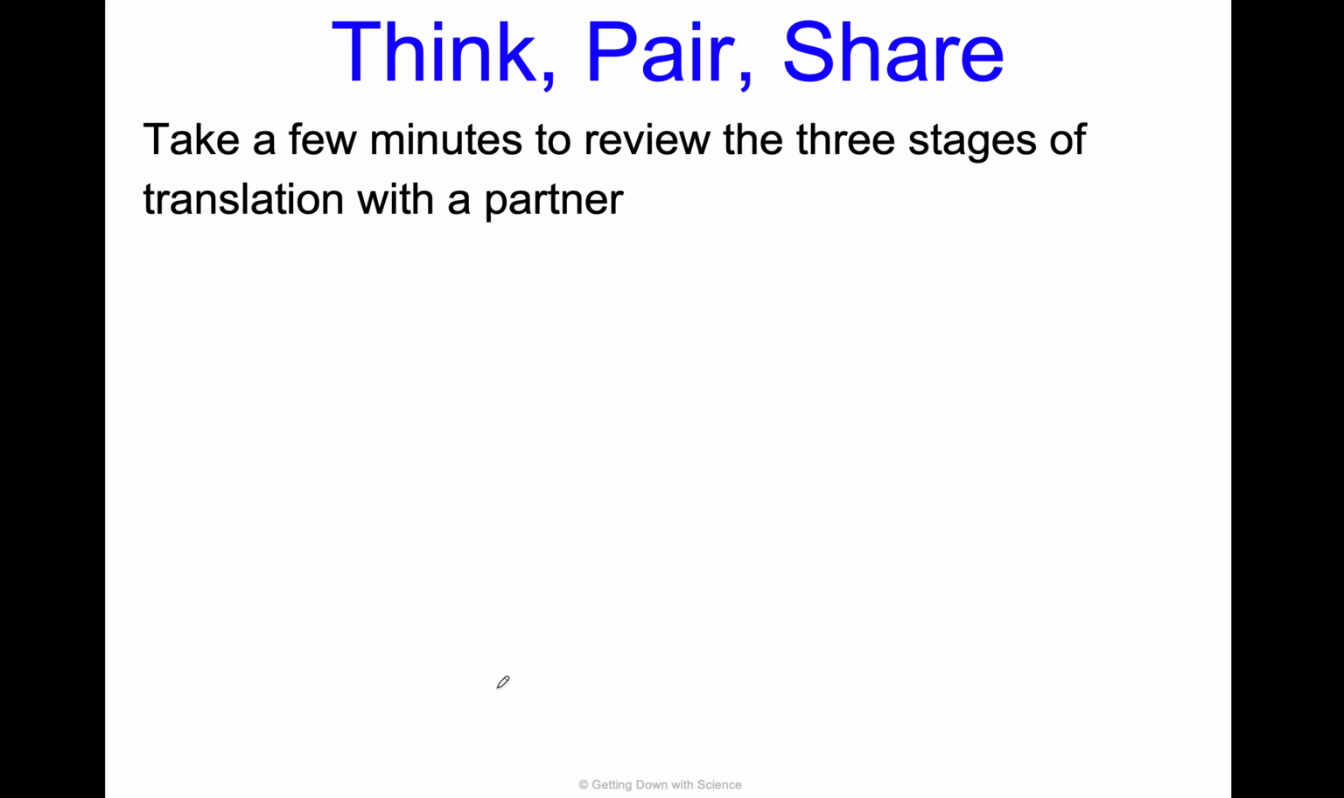So take a few minutes, pause here, go back, get a pet or a parent. I used to love going to my parents and being like, let me explain to you transcription and translation. And they were like, what? They're like, you're crazy. Get a stuffed animal and explain the 3 stages.